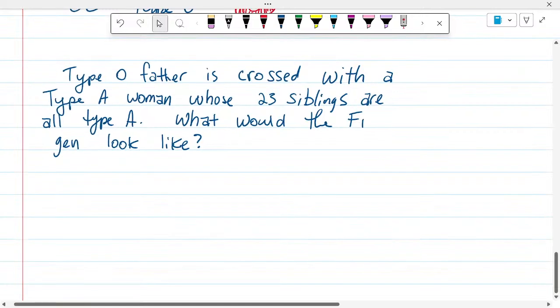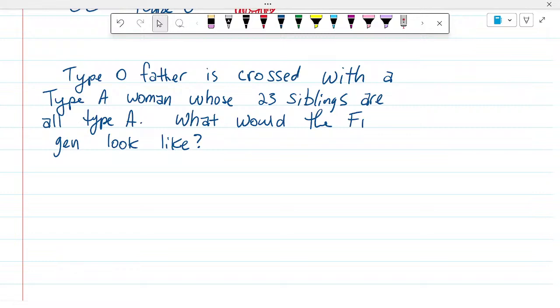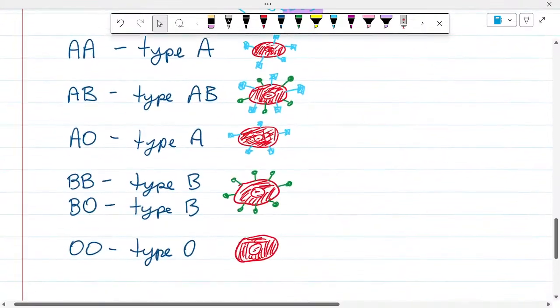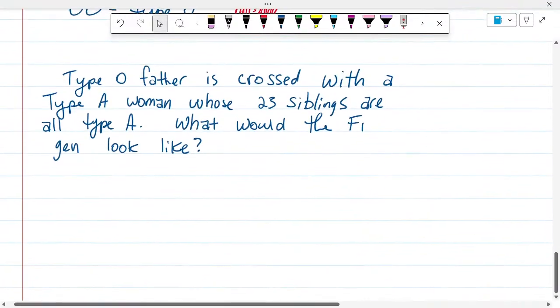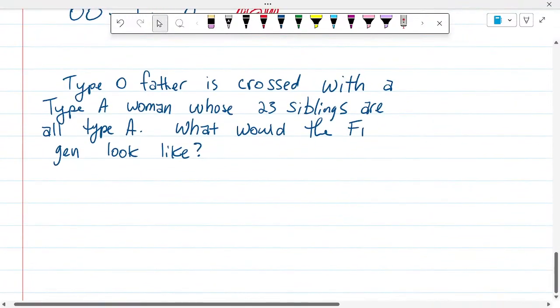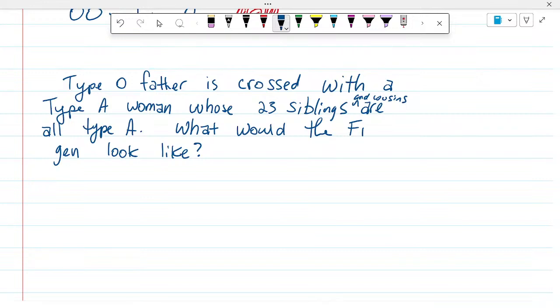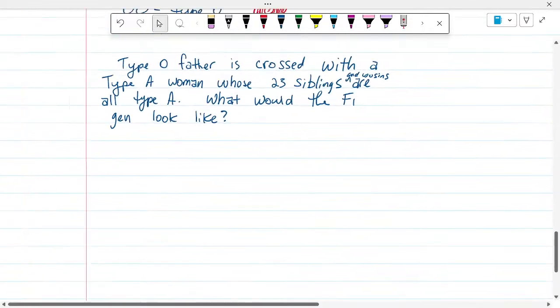She's type A, but what is probably true if she is type A and all 23 of her siblings are type A? What type of type A is she? Because, of course, she could be type A this way, but she could also be type A this way. So, if all 23 of her siblings, and let's say cousins, just to really sell it, what is her genotype likely? AA, right? That's what I'm trying to drive at here. We gathered some evidence. Okay, how do we figure that out?